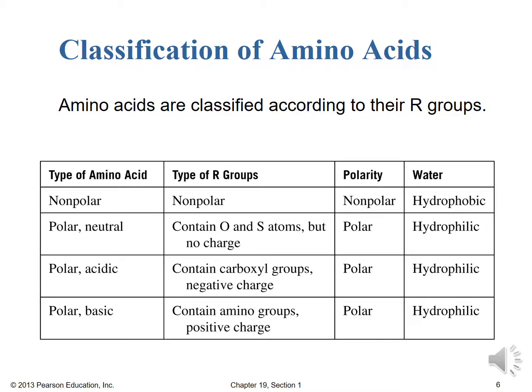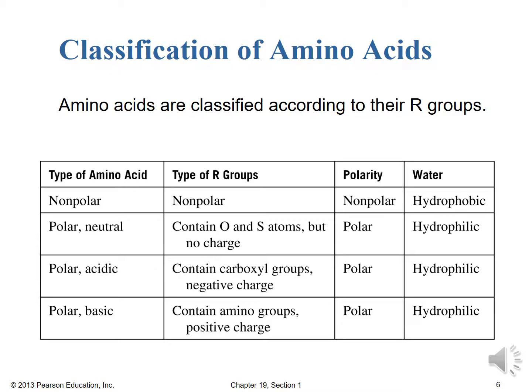That means they have the oxygen and sulfur atoms but no charge. So those oxygen and sulfur atoms are fairly electronegative, and that gives rise to the polarity, but they're not going to gain a full positive or negative charge, at least not the side chain. Therefore, they're polar and hydrophilic, so they love water, but they're not charged.